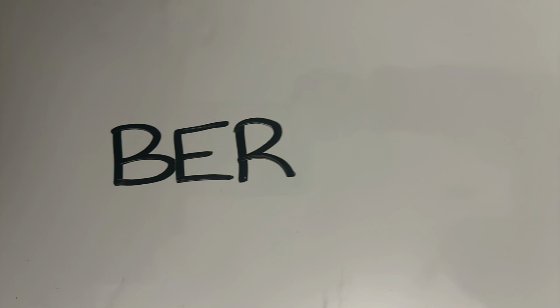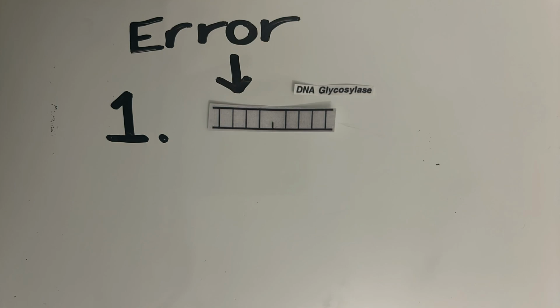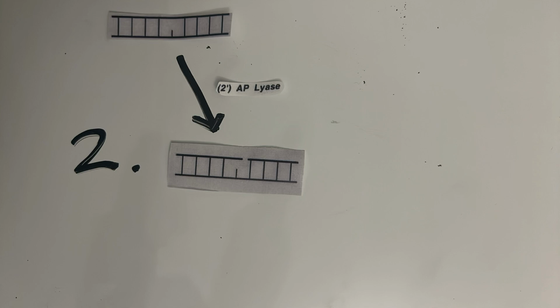The next repair process that might occur is BER, or base excision repair. The first step in this process is that damage of the bases is detected by a type of DNA glycosylase. There are many different types, which each are responsible for detecting a different type of damage. Next, an AP site is created. The AP site occurs when the incorrect bases have been removed.